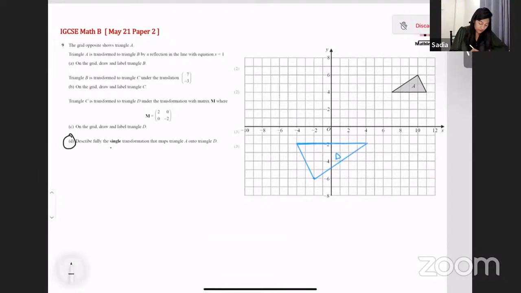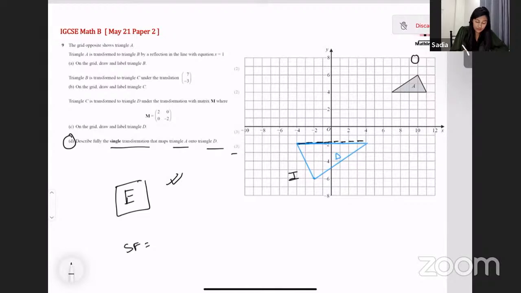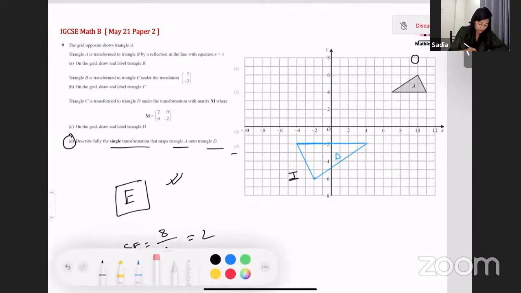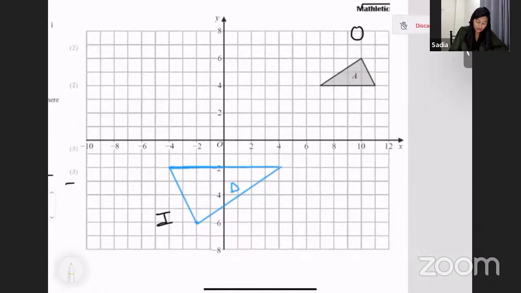Describe the single transformation A to D. So A is the object, D is the image. It's visible that it's enlargement. The first point is enlargement. You get 1 mark from here. Then for the center and scale factor, right? So scale factor, this is 1, 2, 3, 4, 5, 6, 7, 8, 8 boxes, and 1, 2, 3, 4. So scale factor is 2, and let me just find the center first, because sign of scale factor depends on the center, right? So this point is here.